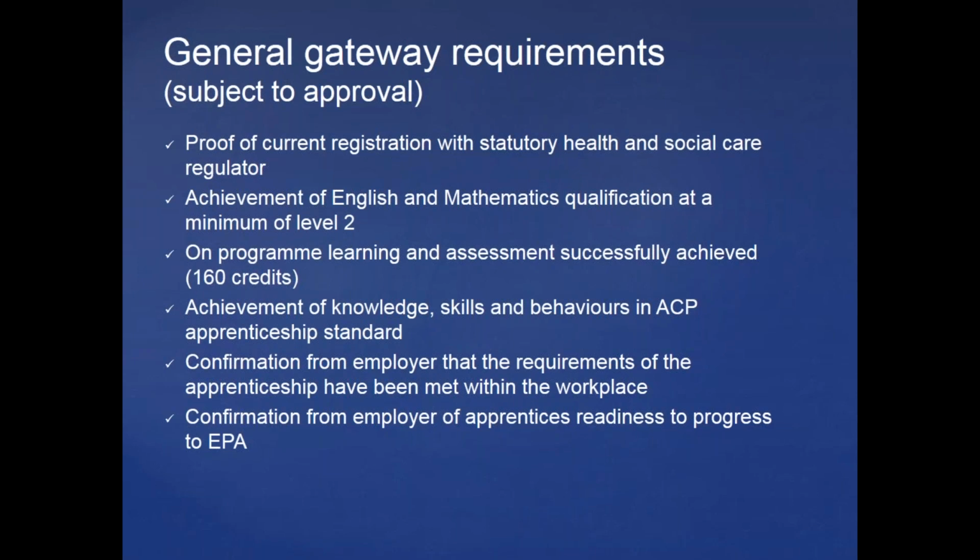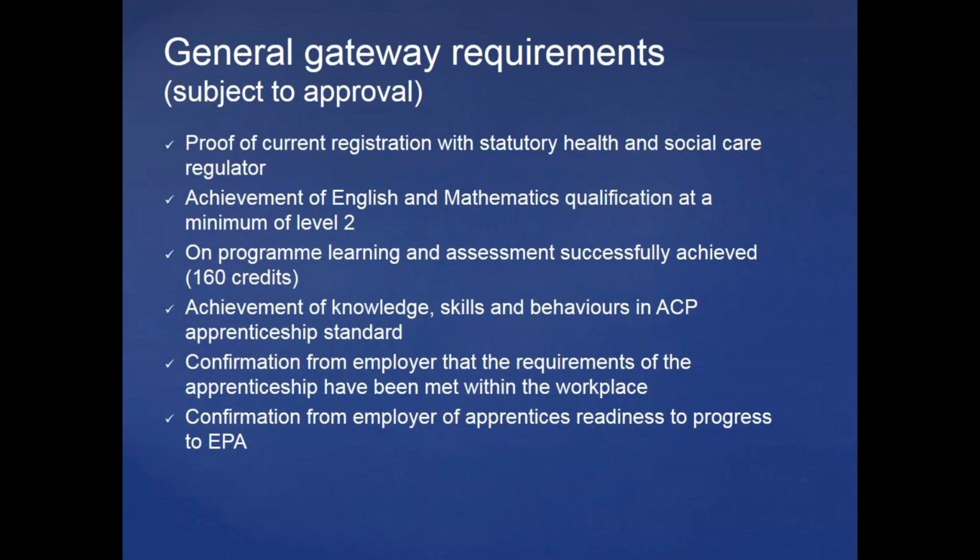On-programme learning and assessment: provided that it's confirmed that 20 credits will form the EPA, they'll need to have successfully achieved 160 credits. And there needs to be confirmation from the employer that they have achieved the knowledge, skills and behaviours in the ACP apprenticeship standard within the workplace. So there are two elements going on there. There's the university confirming that the 160 credits have been successfully achieved at gateway, and then there's confirmation from the employer that the requirements have been met within the workplace.